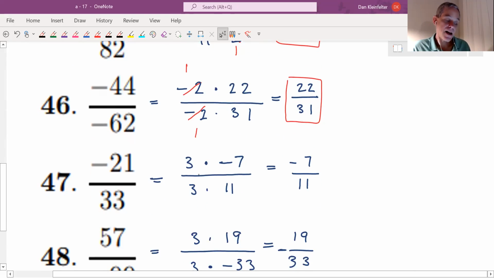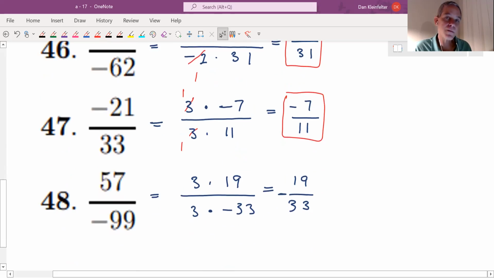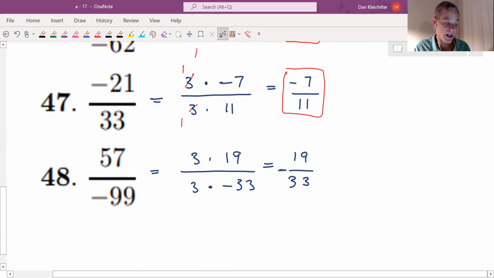Okay, next up, there's a common factor of 3. 3 times negative 7 is negative 21. 3 times 11 is 33. Removing those 3's leaves us with negative 7 over 11. I hope this is getting more comfortable here.